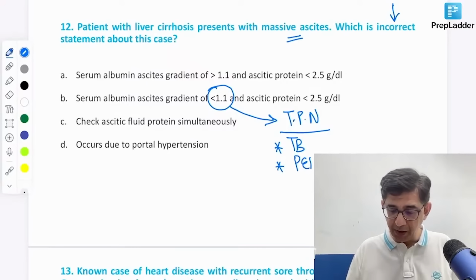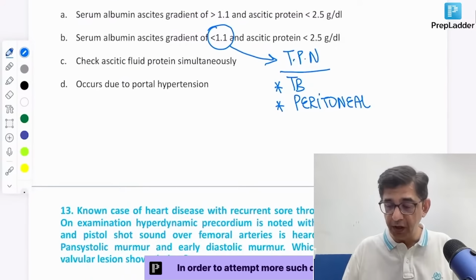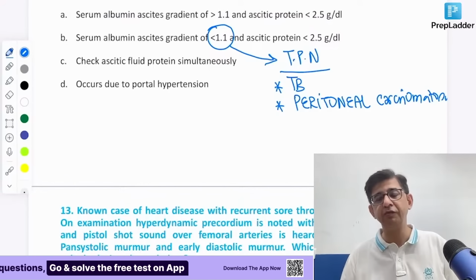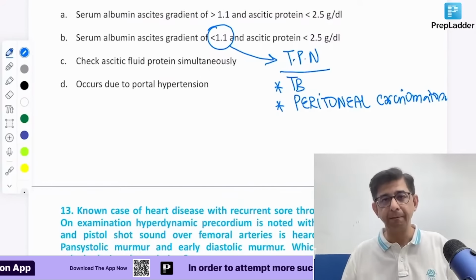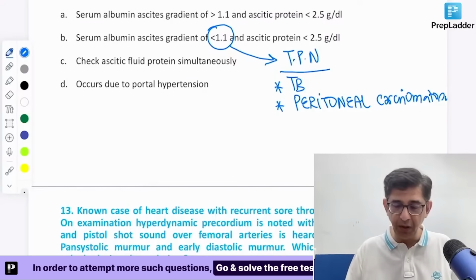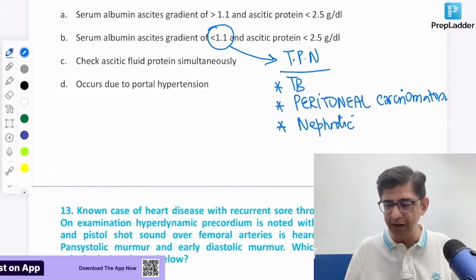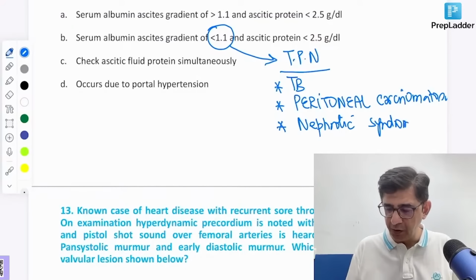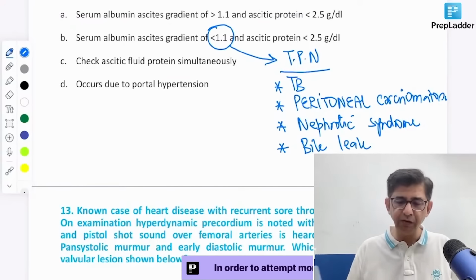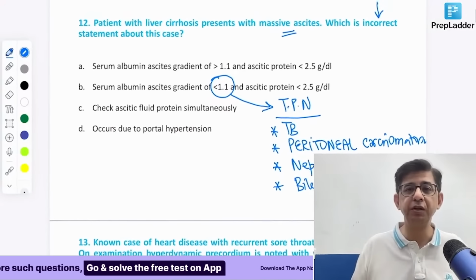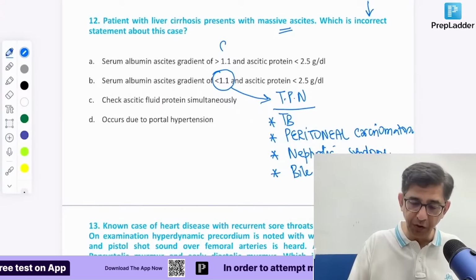The second one is for pancreatitis and peritoneal carcinomatosis, like ovarian cancer metastasizing to the peritoneal cavity. That's a feature that is also seen with stomach cancer. Ovarian cancers metastasize to the peritoneum. Yes, bile leak is also there, but I did not incorporate it because that is mainly taught in surgery. And nephrotic syndrome is here too. So the causes of a serum albumin ascites gradient less than 1.1 are the ones that were quizzed in this question. And portal hypertension due to cirrhosis always has a value above 1.1.